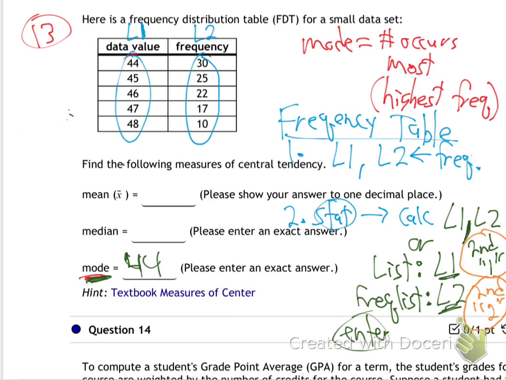When do we do that? That'll make this L1. So it depends on your calculator. If you have the kind that says list, then you got to make an L1 appear here by hitting second and 1. So it depends on your calculator.